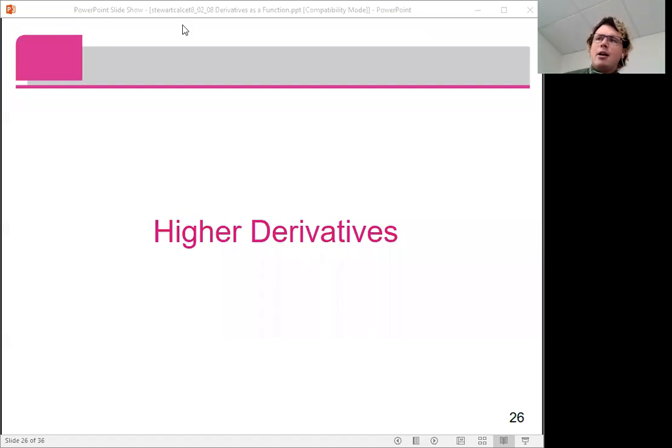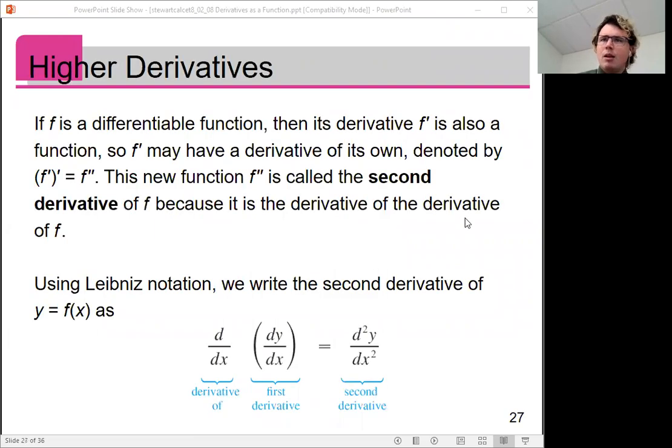Now, I started out this section with a function, y equals f of x, and I calculated its derivative. And I got another function, f prime of x. Well, if differentiation is something I can do to functions, and I have a function, can't I take another derivative? Well, yes, I can.